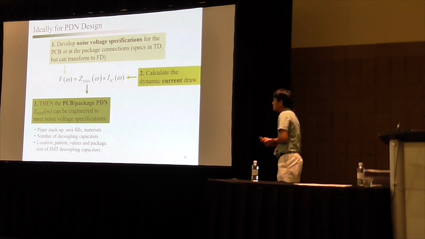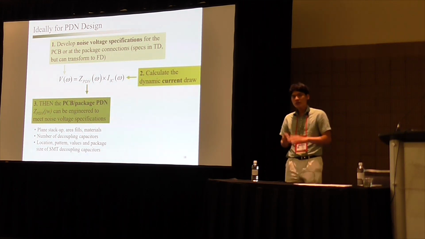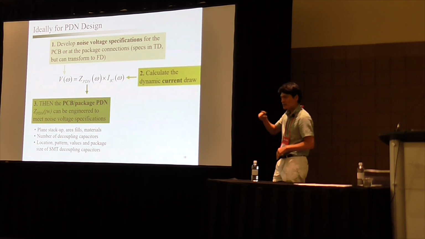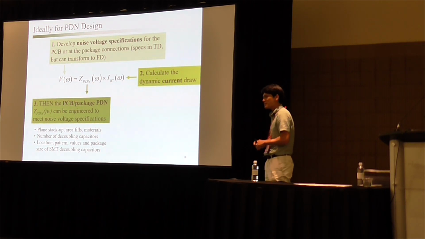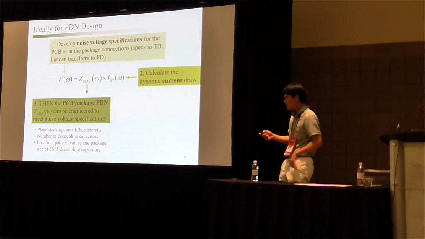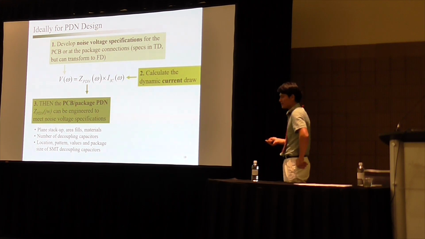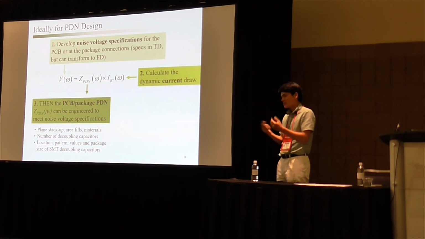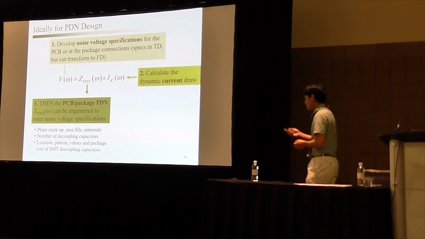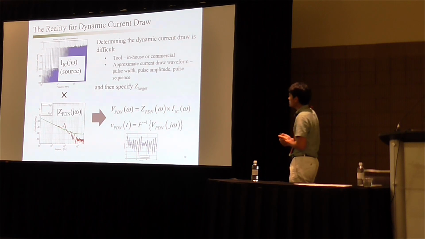So let me talk about the target impedance here. Everybody knows Ohm's law, right? Voltage is current times impedance. So usually we have noise voltage specifications for the board design. And then, assuming we know the exact current, we can engineer this PDN to satisfy these voltage limitations. But in many cases it's quite challenging.